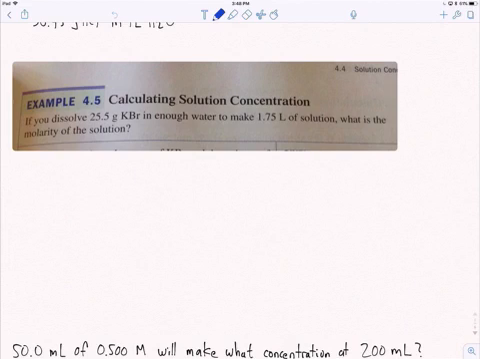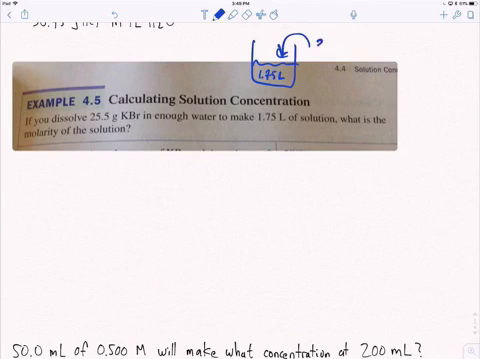So if you dissolve 25.5 grams of potassium bromide to make 1.75 liters of solution, what is the molarity of the solution? Okay, there's 2 ways to do it. I can do the picture and step method. So I can say I have 1.75 liters and I throw in 25.5 grams KBr. Then I can figure out all the moles of KBr from the mass, and then moles divided by 1.75 liters, I can get the molarity of the solution. That's one way to do it.